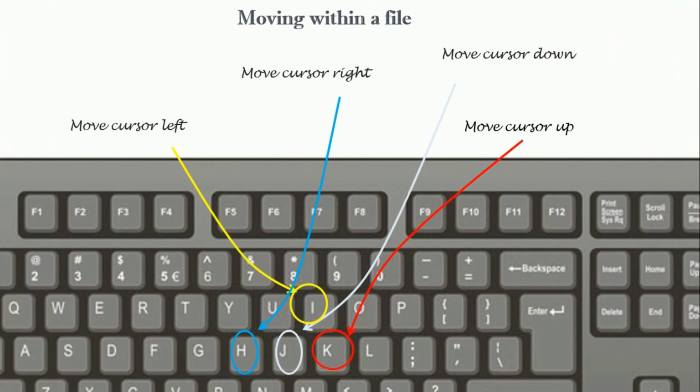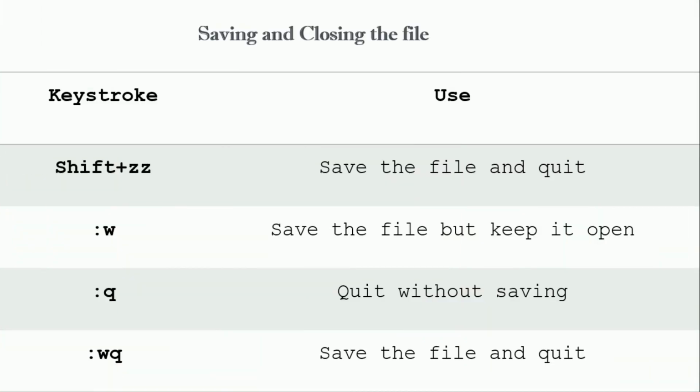Moving within a file. You need to be in the command mode to move within a file. The default keys for navigation are mentioned below. Else, you can also use the arrow keys on the keyboard. Saving and closing the file. You should be in the command mode to exit the editor and save changes to the file.